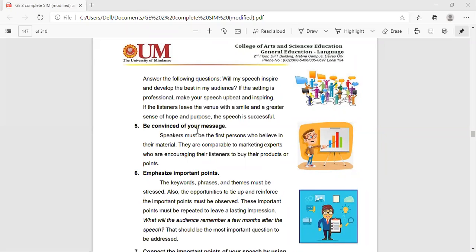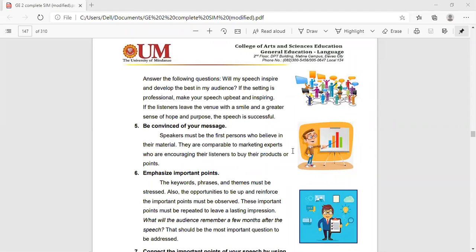No, okay, number 5, be convinced of your message. Now, speakers must be the first persons to believe their material. So they are comparable to marketing experts who are encouraging the listeners to buy their products or points. So especially if you're selling something, you have to really believe in your product, or else resign, no, or look for something else to sell. So because if you don't believe in your products, then it would be difficult to convince people.